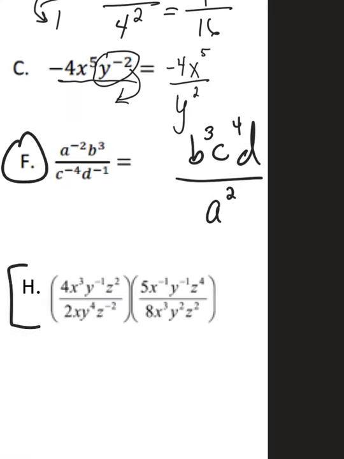Okay, if you look at F, things that had to be moved, a to the -2 had to come down, and then c to the -4 and d to the -1 both had to go up. That left me with b cubed, c to the 4th, d on top, and a squared on bottom.